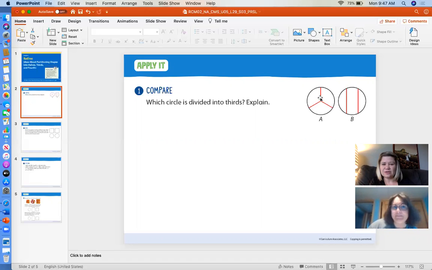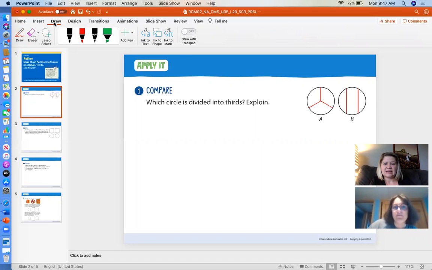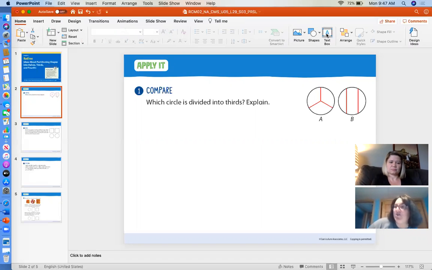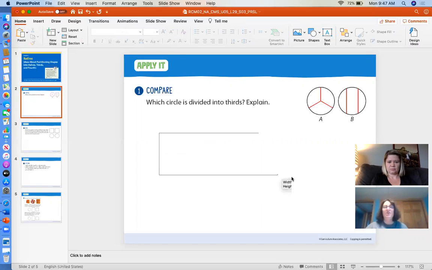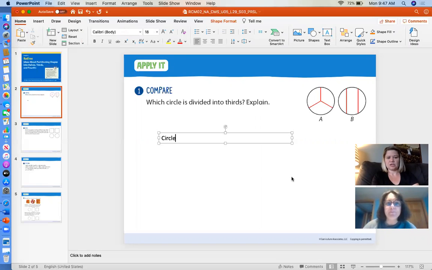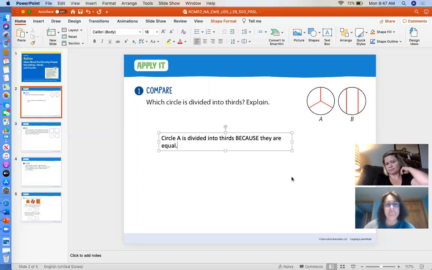So which circle then would we say has been divided into thirds? So we have to say that circle A is divided into thirds because they're equal. Circle A is divided into thirds because they are equal parts.